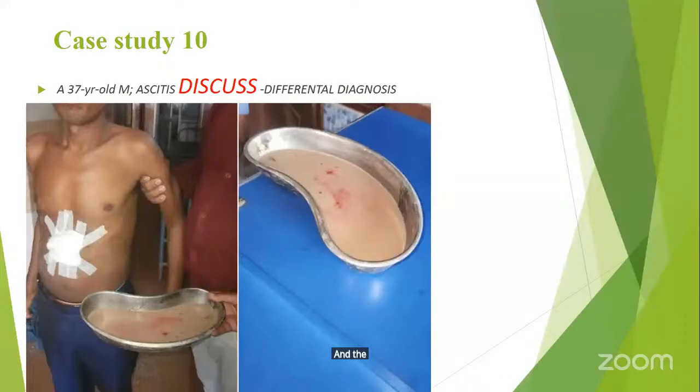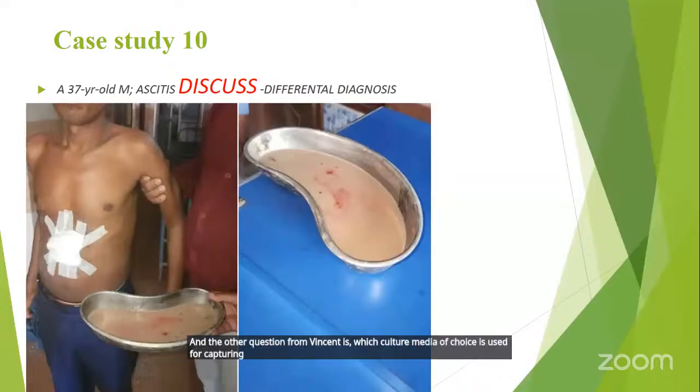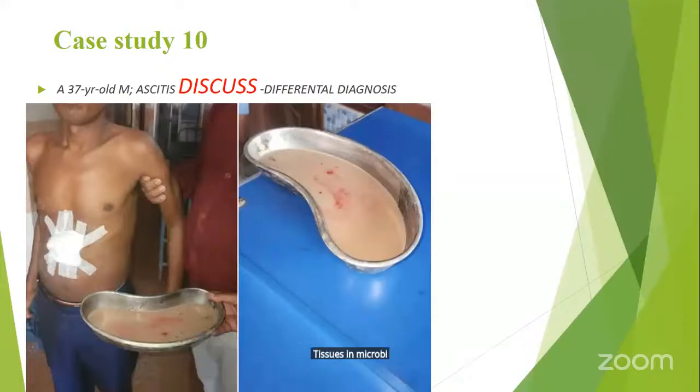And the other question from Vincent is, which culture media of choice is used for culturing bacteria when examining soft lesions, tissues in microbiology lab? Now, take that one, Evelyn.